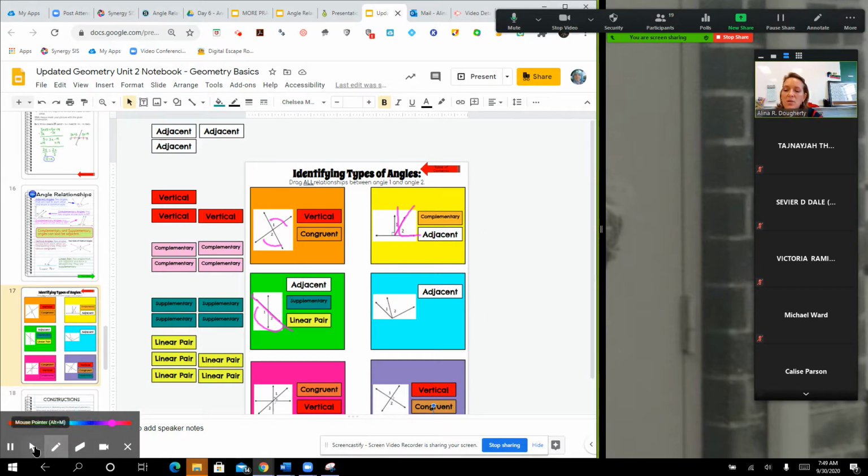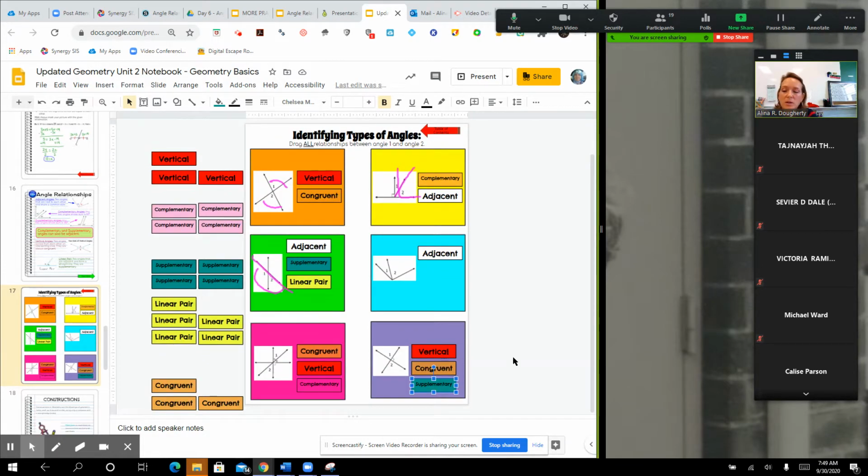Like we just said, vertical means they're across from each other. If this one's 90 degrees and this one's 90 degrees, then they're supplementary because that means they equal 180. Here, angle 1 and angle 2 are congruent because they're vertical. And because they're bisected over here, we've got 45 degrees plus 45 degrees, which means it's complementary because that makes them 90.